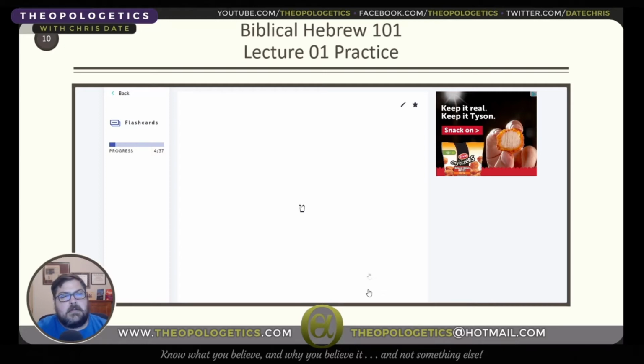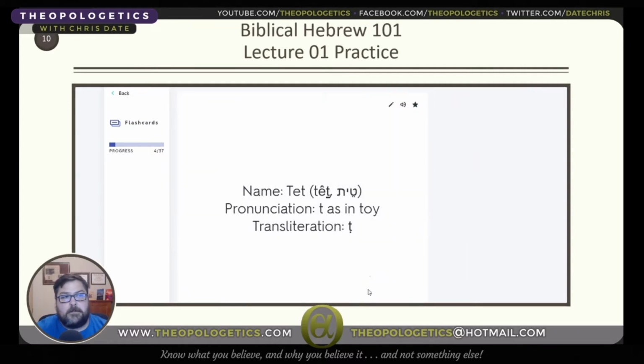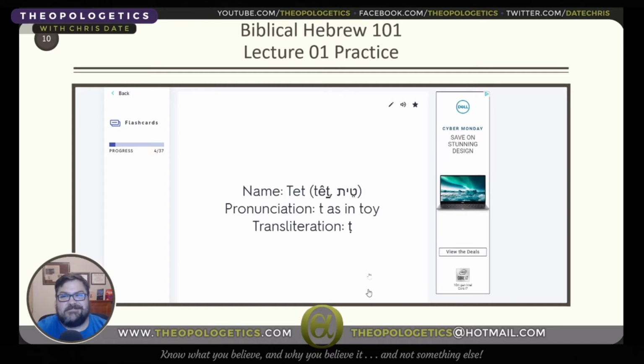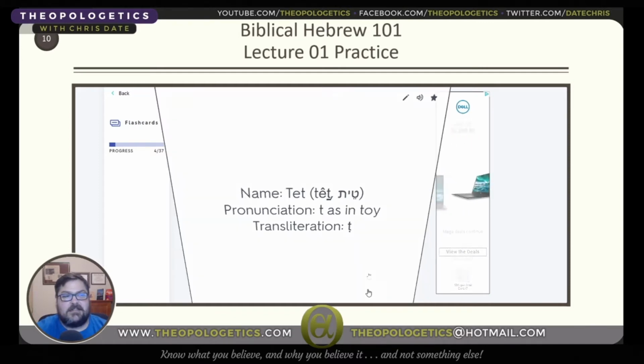Okay. This is the letter tet. Tet. This makes the sound of the letter T in toy. This letter is transliterated using the English letter T with a dot under it. And there is no special category that this letter falls under. Got it right. Good. Hopefully you did too. Next character.